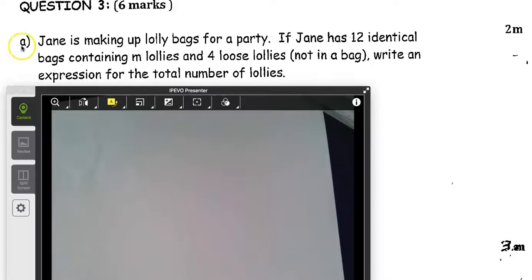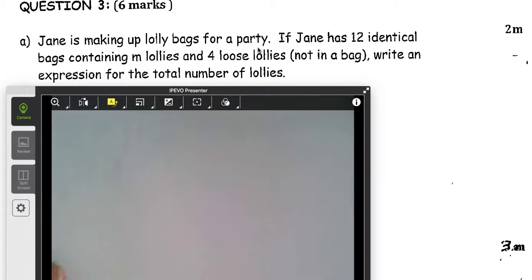Question 3, 6 marks. Jane is making up lolly bags for a party. Jane has 12 identical bags containing M lollies and 4 loose lollies not in a bag. Write an expression for the number of lollies.